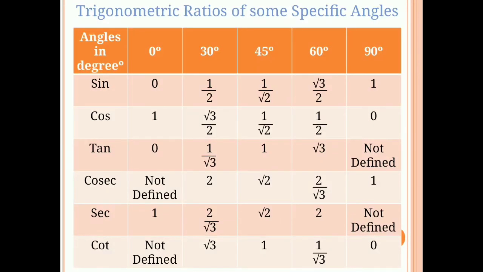So, till now we have seen the different trigonometric ratios. Now we will see trigonometric ratios of some specific angles, like 0 degree, 30 degree, 45 degree, 60 degree and 90 degrees. We will find the sine, cos, tan, cosec, sec and cot of these angles. This is the basic table that we must remember for solving the questions, and it is very easy to remember.